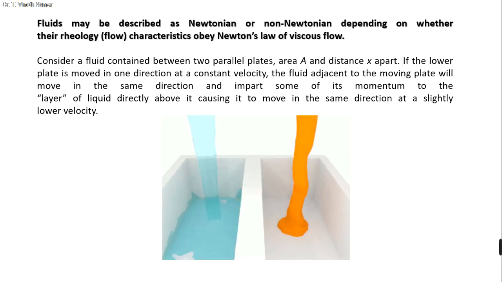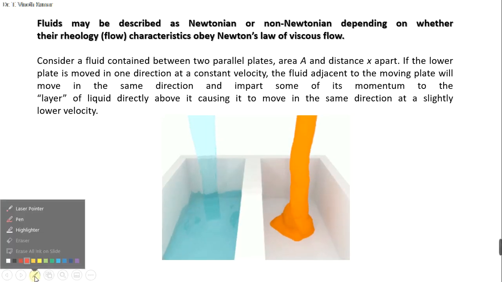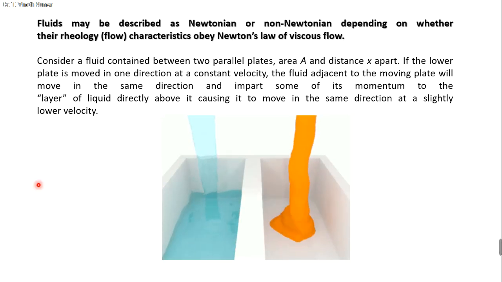The first fluid has no resistance. It is easily pourable. In the second one, the particle interaction is more, that is why it is resisting flow. Fluids may be described in two different aspects, Newtonian fluid and non-Newtonian fluid, depending on the flow characteristics of Newton's law of viscous flow, which is a very important physical parameter. I hope you already studied this at your plus 2 level, under the chapter fluidics.